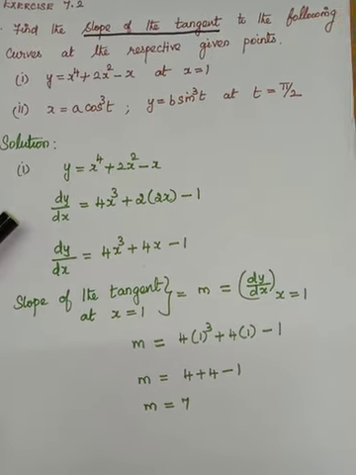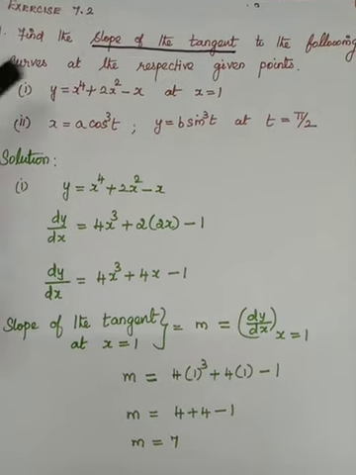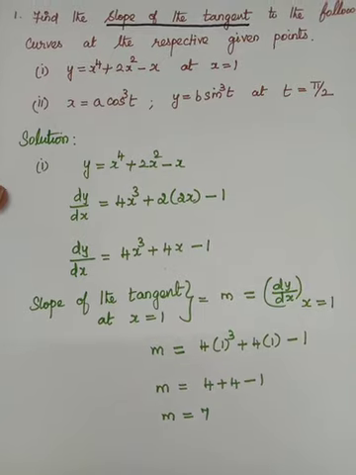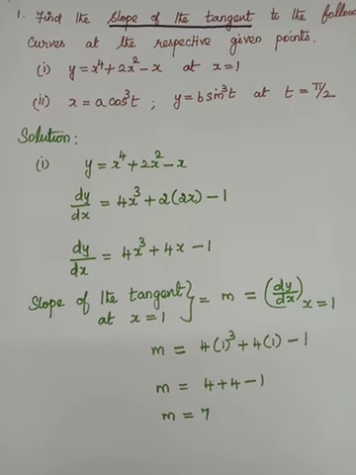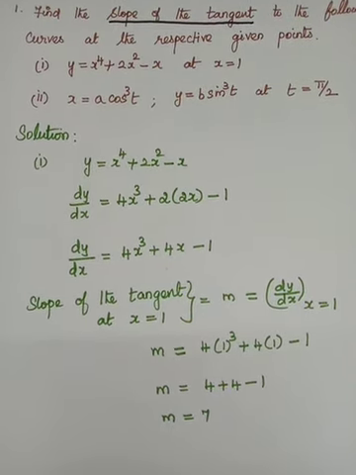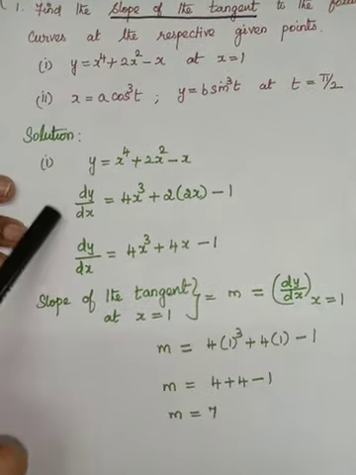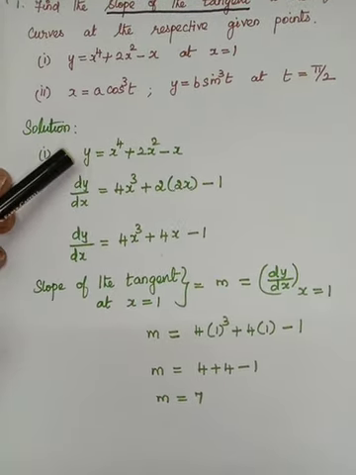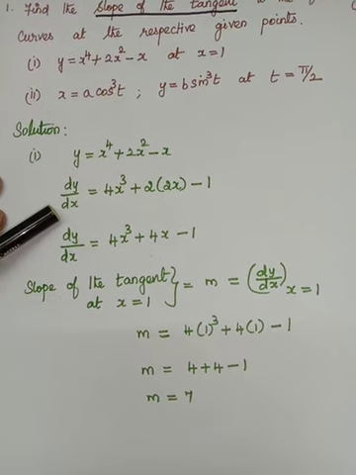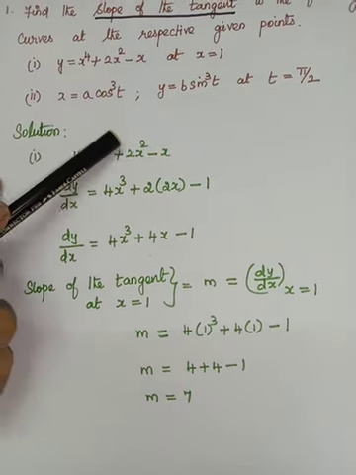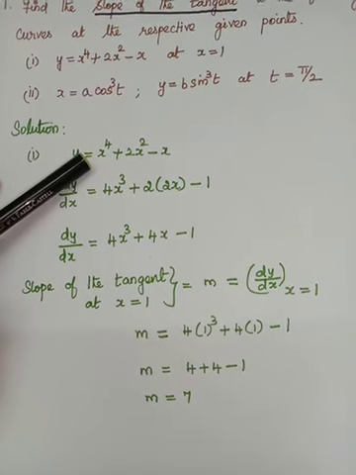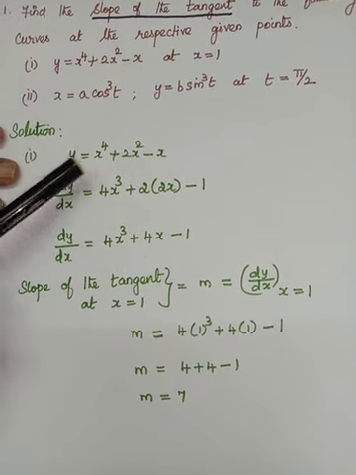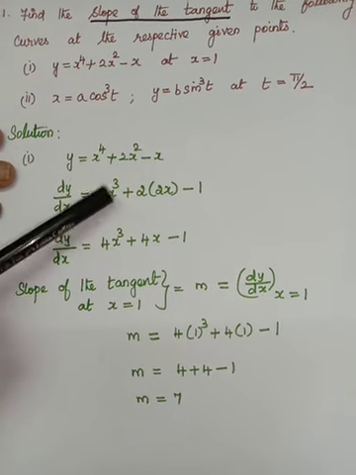What's the need to find dy/dx? What is asked? Slope of the tangent. So to find the slope of the tangent, what you have to do? You have to find the derivative at that point. The derivative is nothing but dy/dx. So you have to differentiate y with respect to x. Take the first term x^4. Using the x^n formula, you have to differentiate it. So the answer is 4x^3.